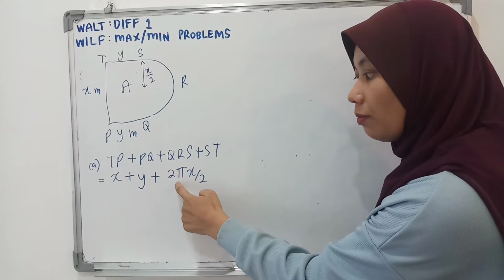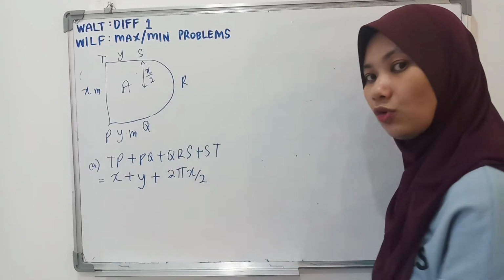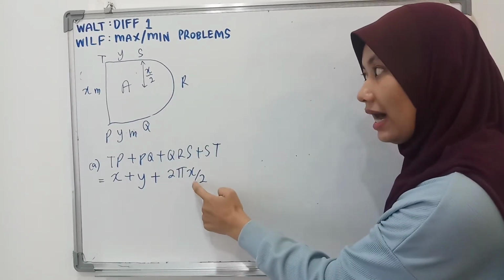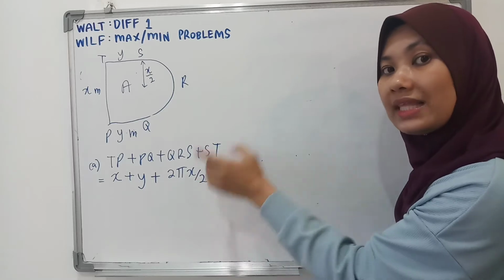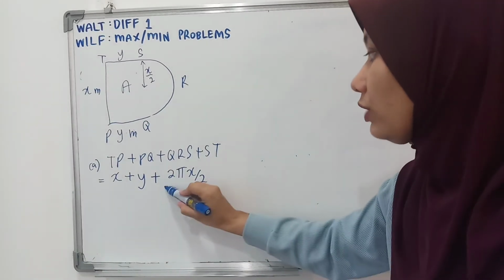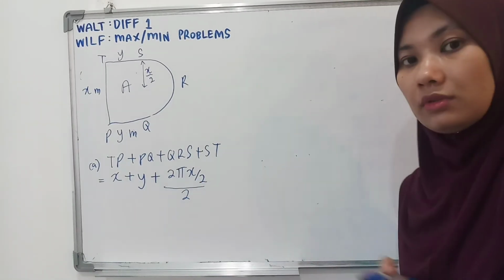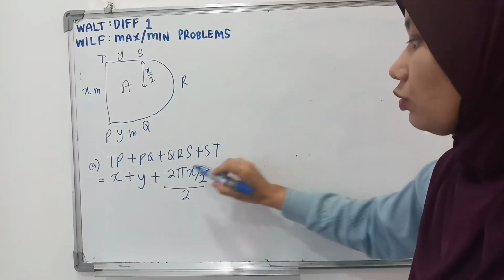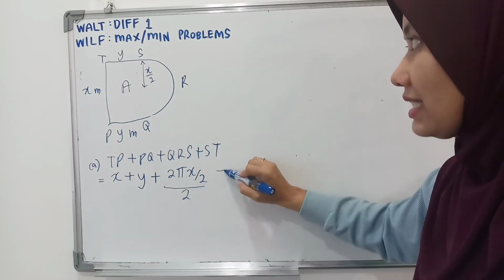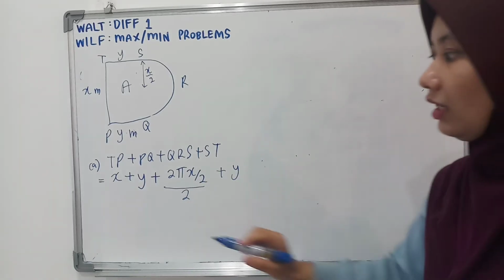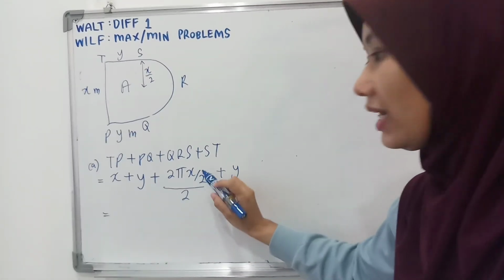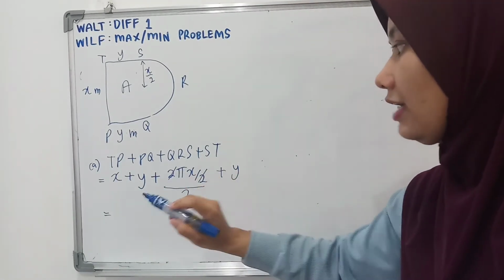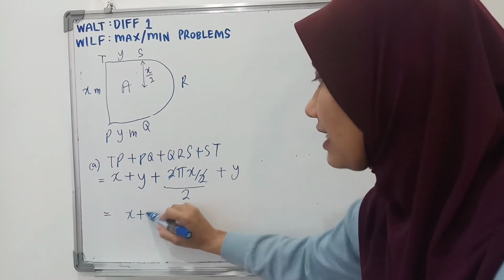2 pi R. R is X over 2 now. So 2 pi R, but we are dealing with a semicircle, so you divide by 2. Ignore that fraction first. It's okay. 2 pi R divided by 2, plus ST is just Y. Now that one you can simplify. You will end up with X plus 2Y.